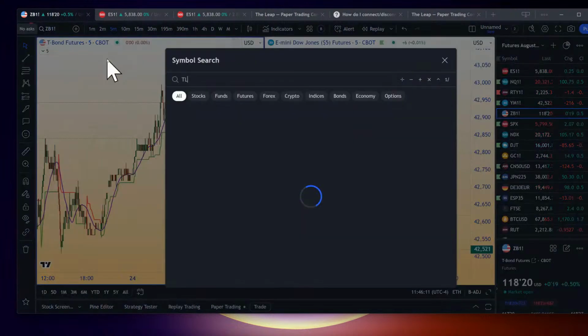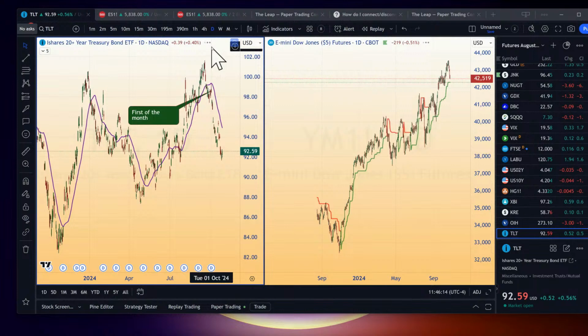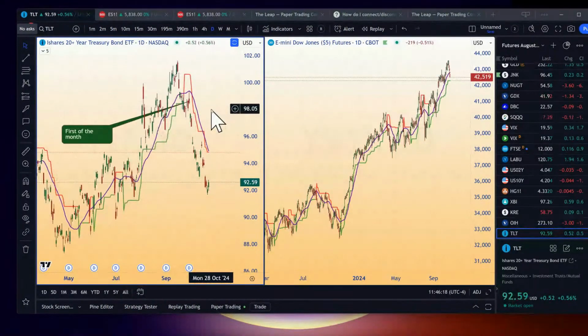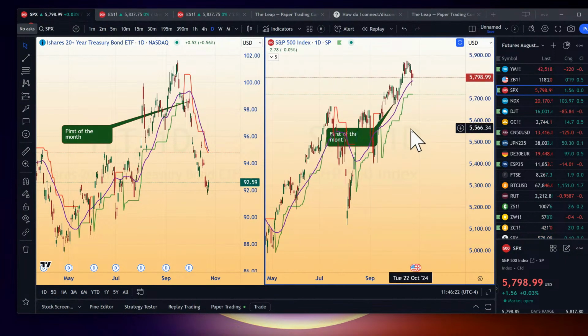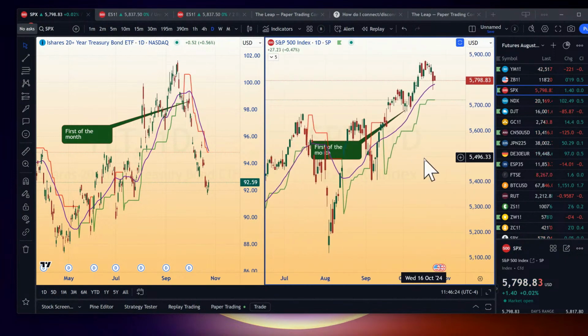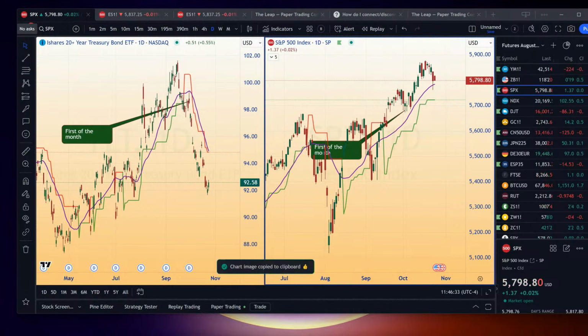Here's the TLT. I posted this earlier in the chat for everyone. That's the first day of the month. On the right, I'm going to put the SPX, also the first day of the month. That's a big disparity. The reason I'm doing indexes is that I want non-24-hour. Let me see if I can share this. I can't share it in the Restream room. I'm sorry, I just want to show you this.